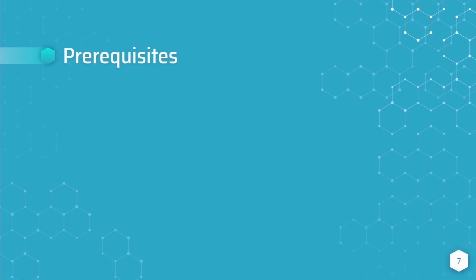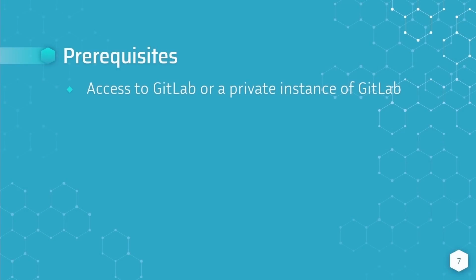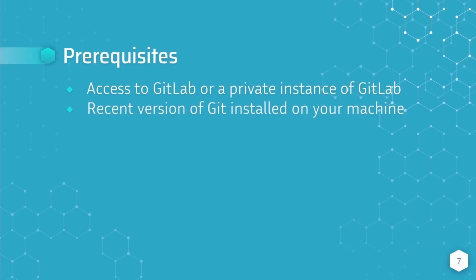The prerequisite to this course is that you have access to GitLab or a private instance of GitLab. So you should have a user account on whatever GitLab instance that you're using. You will also need a recent version of Git installed on your machine.